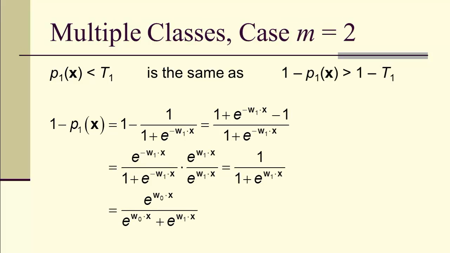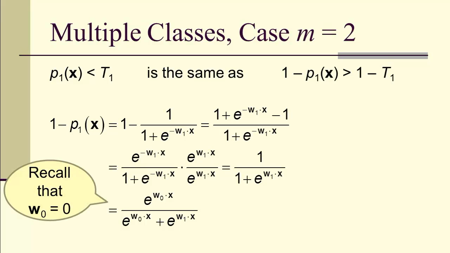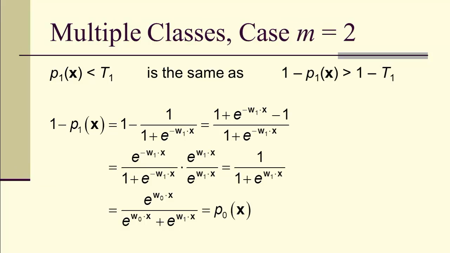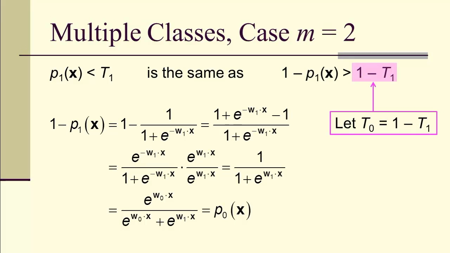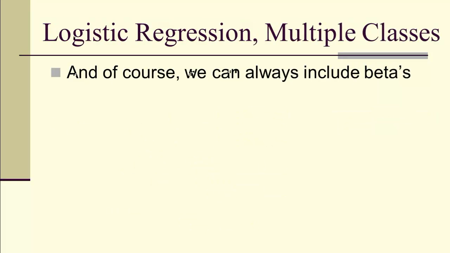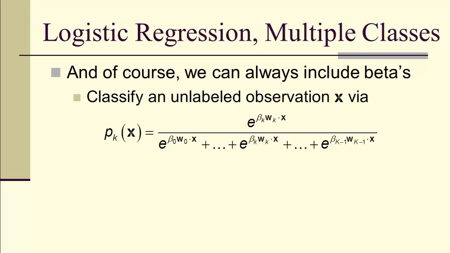Now notice that 1 over 1 plus e to the w1 dot x is exactly the same as e to the w0 dot x over e to the w0 dot x plus e to the w1 dot x. Why? Because w sub 0 is identically 0. And so 1 minus p1, for the case of two classes, is equal to p0. Well, what's our threshold? Our threshold is just 1 minus capital T1. So that's our t0. And so logistic regression can be done with multiple classes.